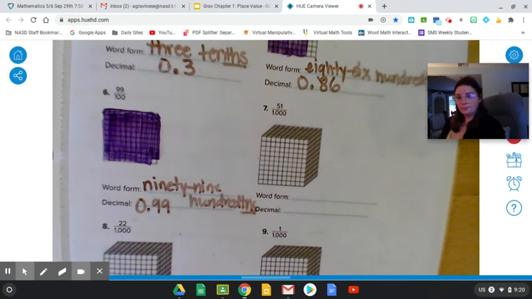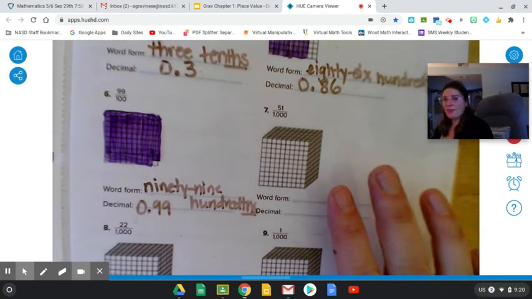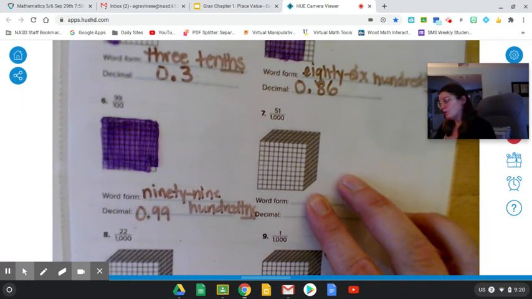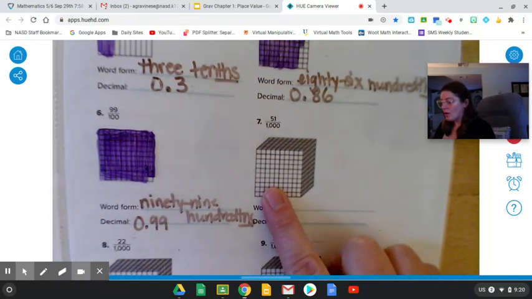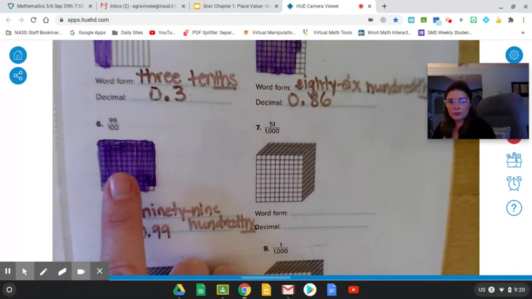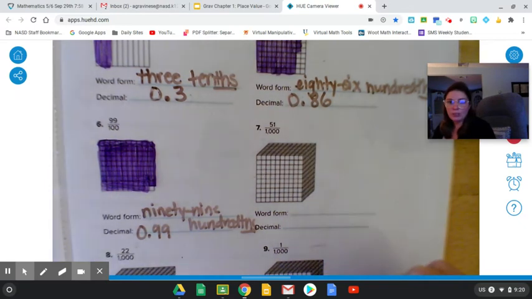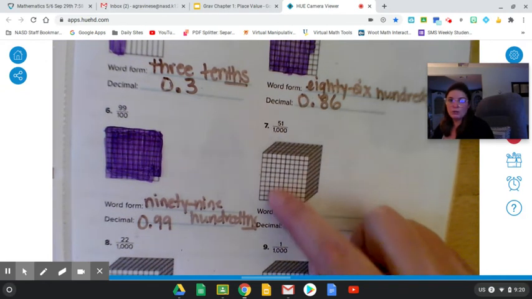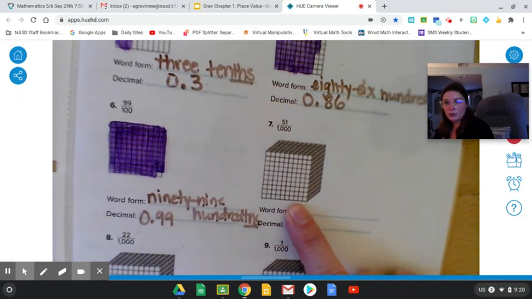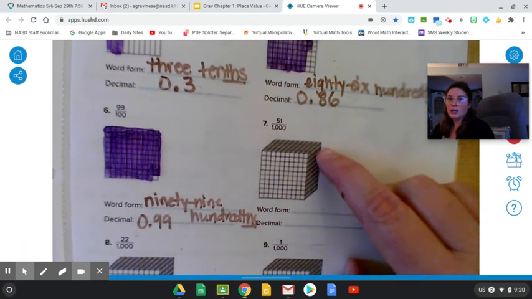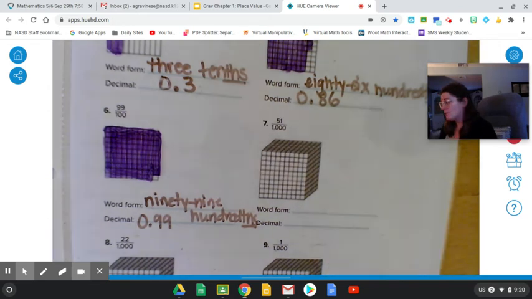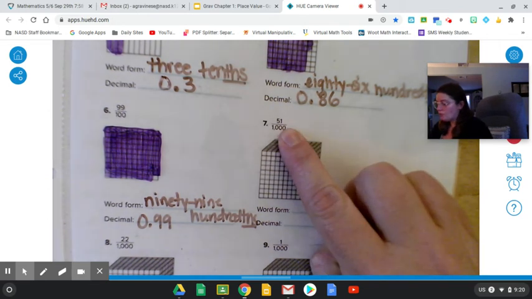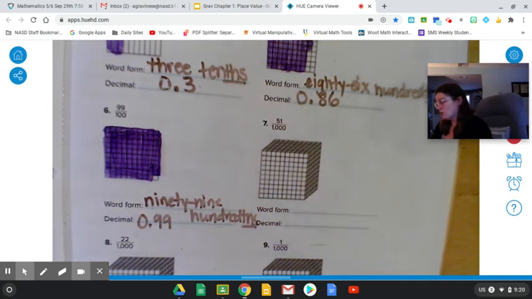How'd you do? All right, so now we're moving into thousandths, and this might be new for you this year. So this is a thousandths cube, and a thousandths cube is made up of 10 of the hundredths grids, all stacked behind each other, or you could think of them as stacked on top of each other. So it's three-dimensional now, okay? We have a length of 10 units, a width of 10 units, and a height of 10 units. So it's 10 by 10 by 10. That gives us 1,000.